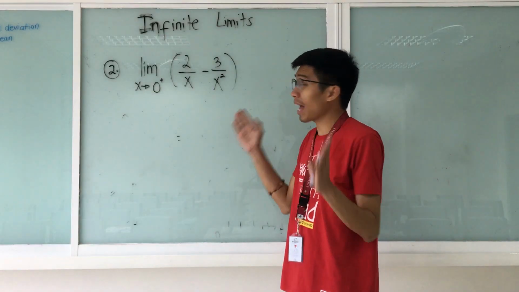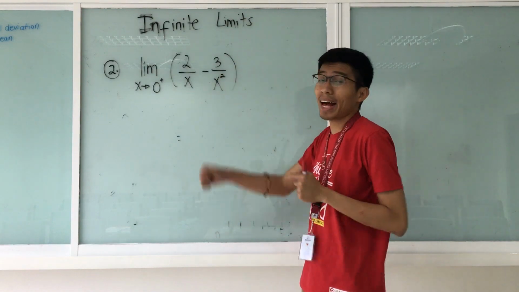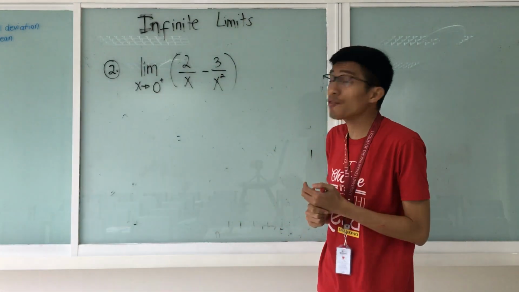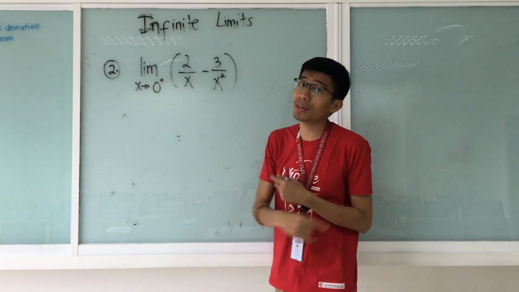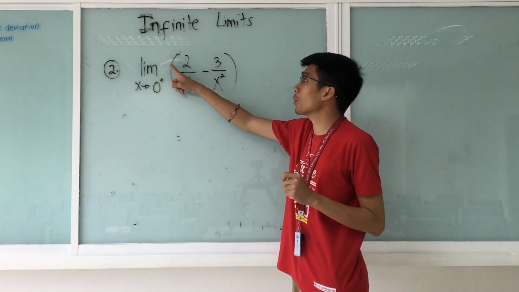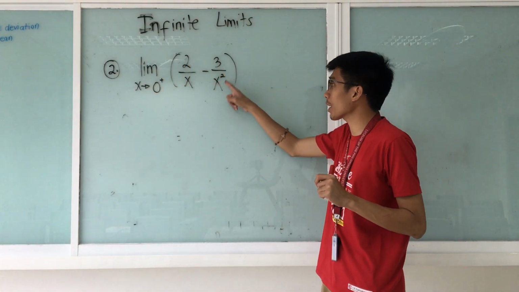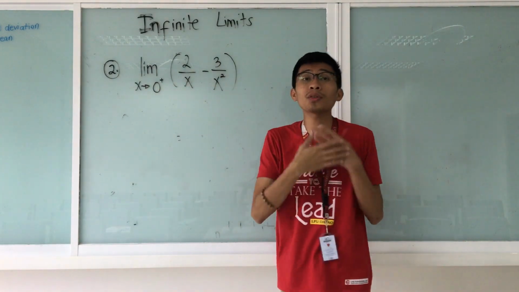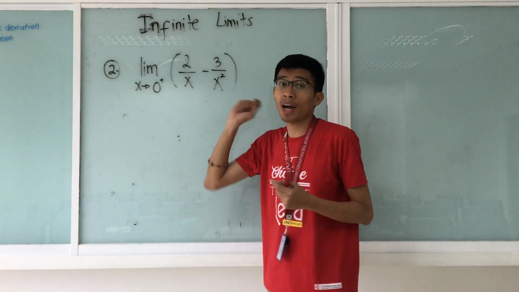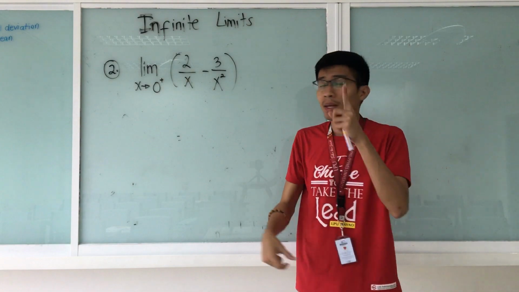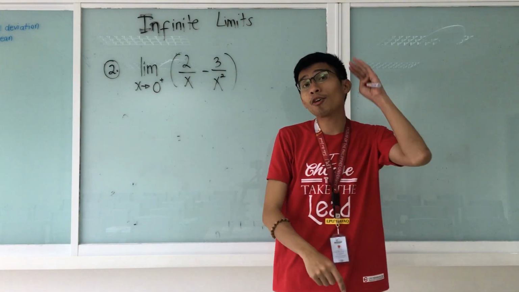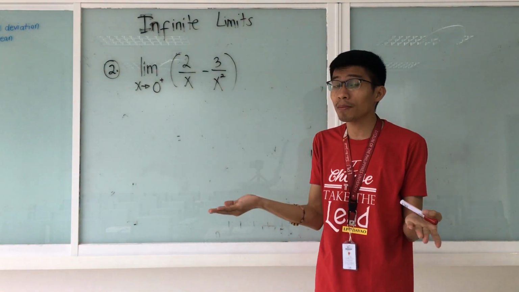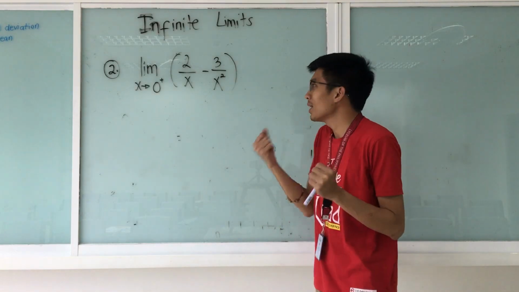So our second example, still limits at infinity. I have here an example: the limit of the quantity 2 over x minus 3 over x squared as x approaches 0 from the right. Why did I say to the right of 0? Because you have a positive sign at the top of 0. Positive means to the right of 0.